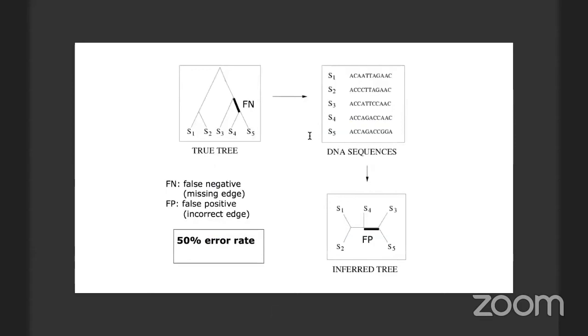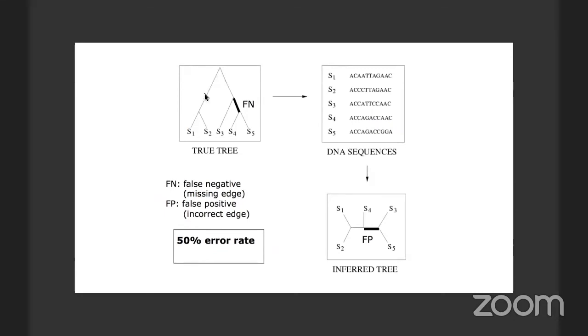Okay, so how do we quantify error? We have the true tree, which is rooted, and it produces DNA sequences, and then we estimate the tree, which is unrooted, and we just compare the true tree and the inferred tree according to their bipartitions that you get from the edges. So just to make it clear, this edge here splits S1 and S2 from 3, 4, and 5, and that edge is also present here. So that bipartition appears in both trees.